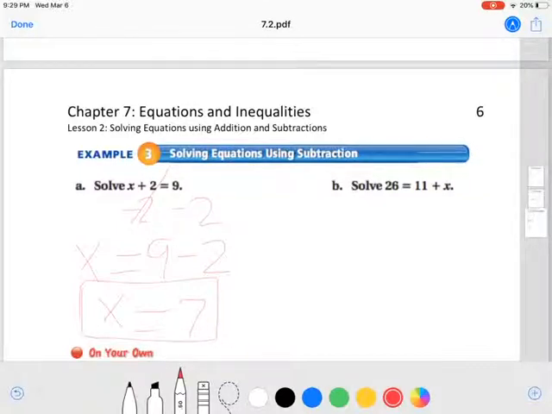All right, next one, 26 equals 11 plus x. So again, I have 11 plus x, so I want to subtract out my 11 from both sides. So I'm going to be left with 26 minus 11 equals x. So 26 minus 11, we have x equals 15, or 15 equals x. And that is my solution for this equation.